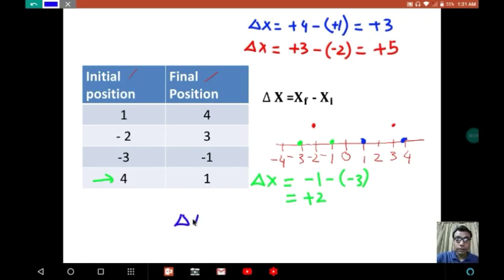Final minus initial. The final position in this case is 1, and the initial position is 4. So final minus initial, यानी कि 1 minus 4, that comes to be minus 3. यहाँ पे हमारा आंसर जो आ रहा है minus 3 आ रहा है, means that the displacement is negative.